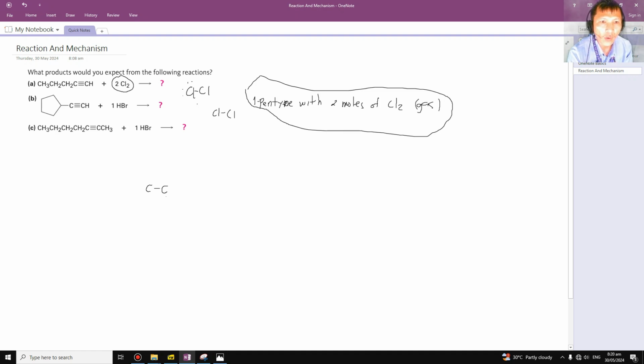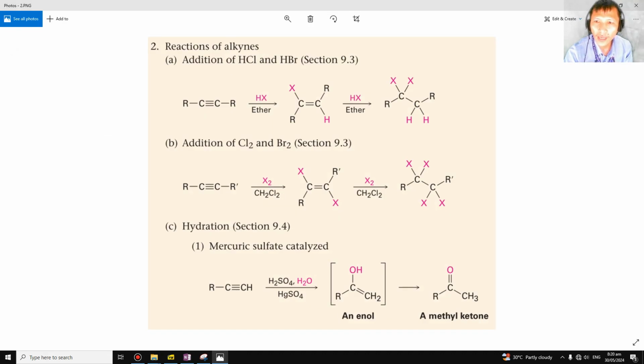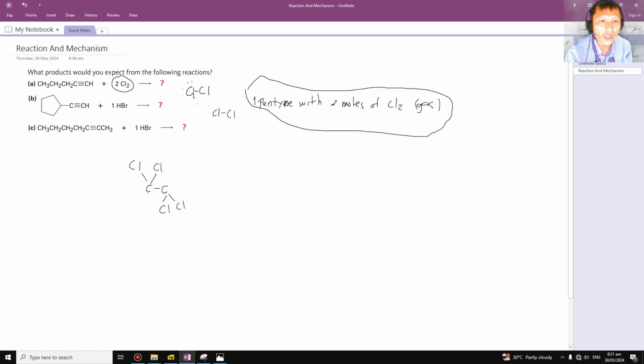So what will happen is you have your Cl here, and then you have your Cl, and then you have your Cl, and then you have your Cl probably. Anyway, if we're going to read this one, what remains is the R and the R. You can see that the R here is just a simple hydrogen, so you just copy it.